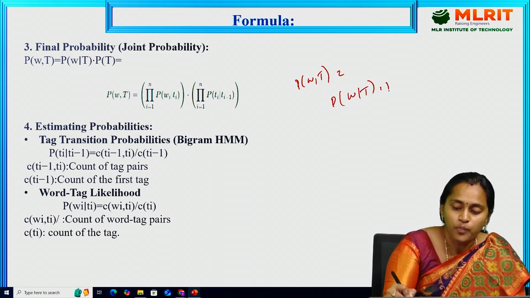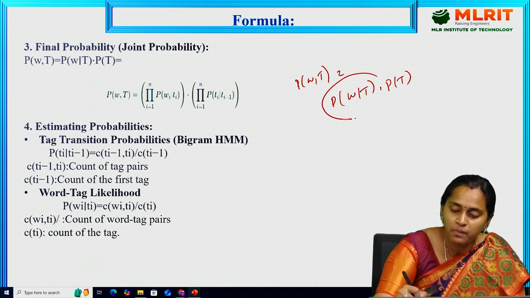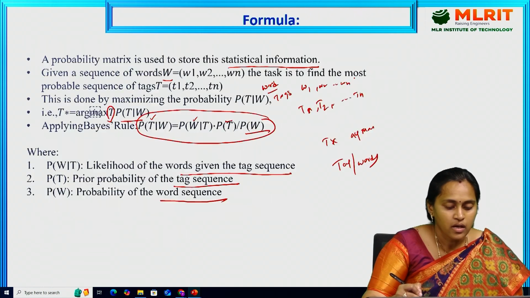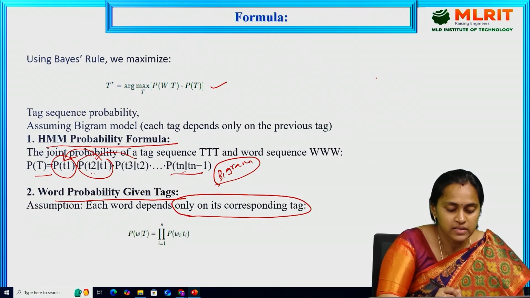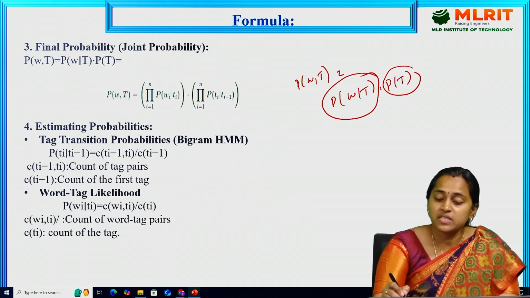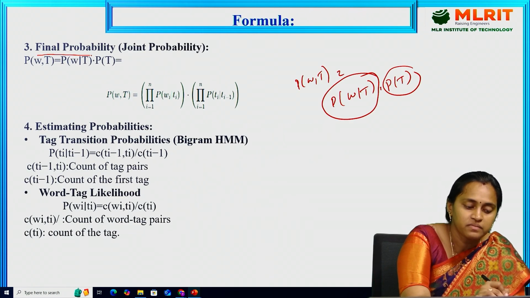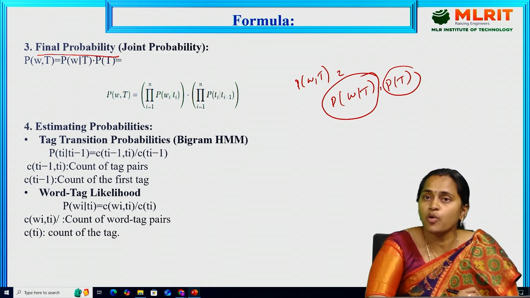Into probability of T. Already we know the formula for probability of W given T. This is right. We know the formula for P of T. This is the bigram model formula, right? After multiplying these, we can get the final probability. This is the idea behind hidden Markov model POS tagging.